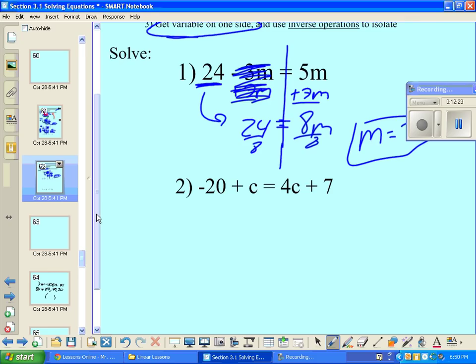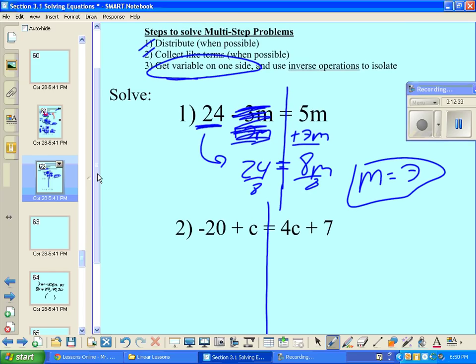One more example here we'll look at together. This problem right here says negative 20 plus c equals 4c plus 7. So if I'm going through my steps, and again I've kind of rigged them all up like this today, but we'll talk about more advanced ones tomorrow. But for today, I still would say go through your steps. I don't have to do step number 1 though. I can't distribute anywhere. I don't have to collect like terms on one of the sides.